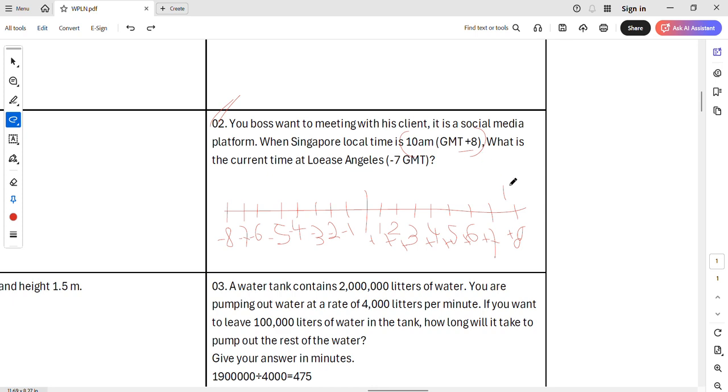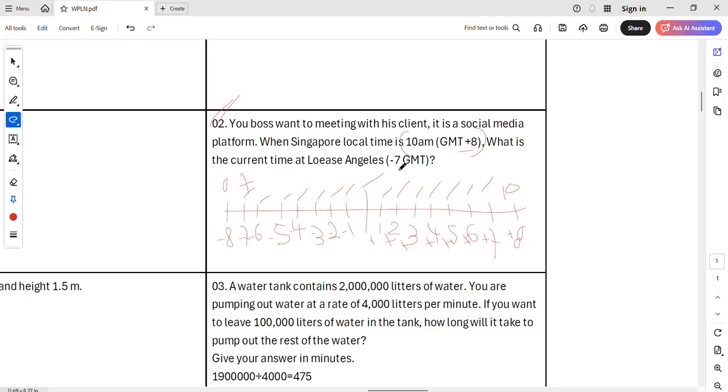So what should you do? From 10 continue going down: 9, 8, 7, 6, 5, 4, 3, 2, 1, then 2, 3, 4, 5, 6, 7. So here I got the 7. Here I got 7 as GMT. So I need the 8, right? So this one is not GMT.